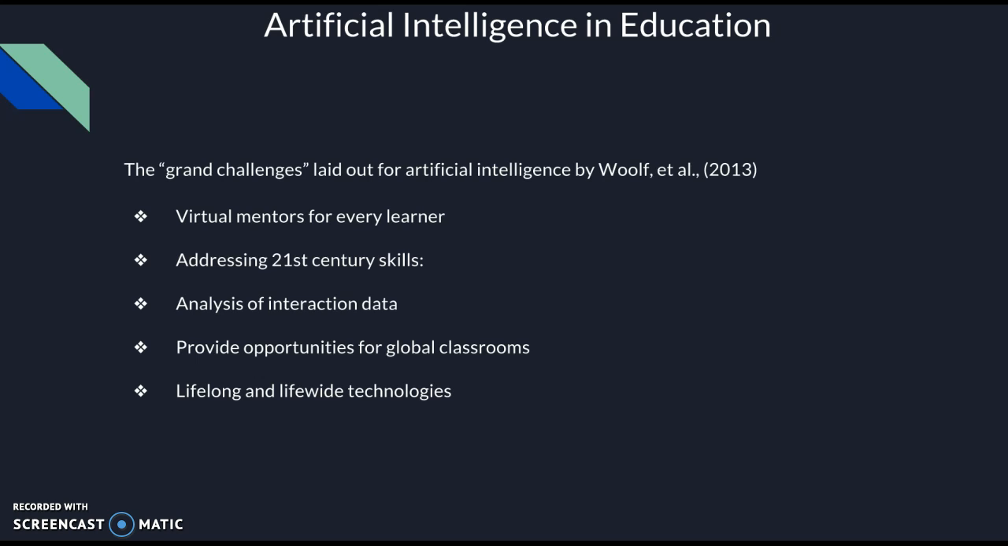And now the fourth challenge, providing opportunities for global classrooms. Now this challenge was laid out in a global meeting on artificial intelligence in the 1980s. And the idea is to provide learning that is universal, inclusive, and available at any time and anywhere, and is also free to anyone in the world.